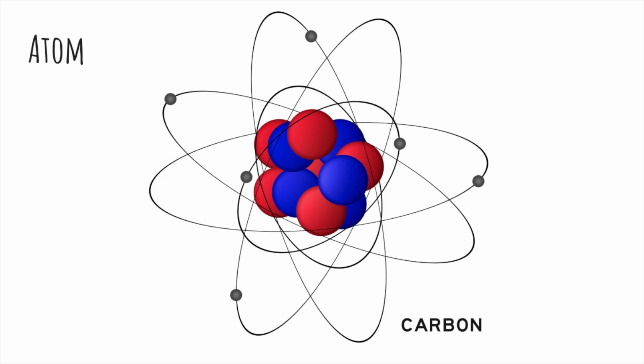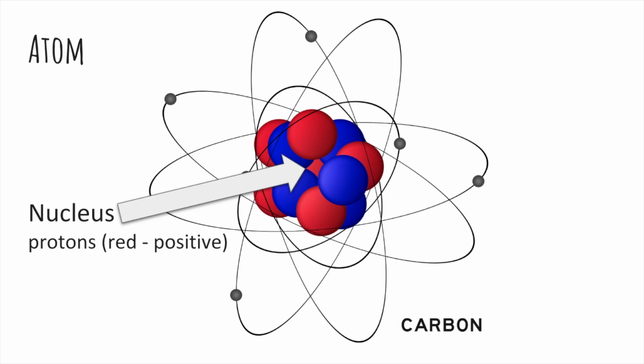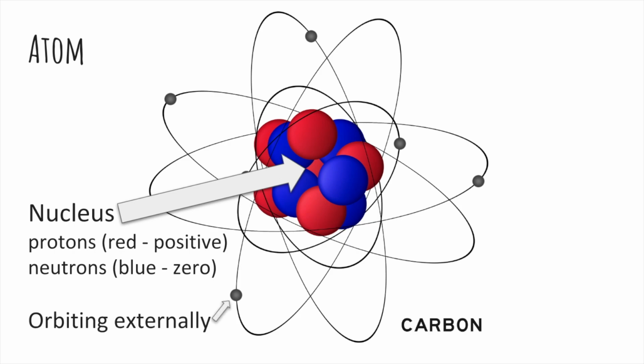So we start by looking at a very familiar picture, one of an atom. This is an atom of carbon, and at the centre is the nucleus. The nucleus comprises of protons. They are in red, they have a positive charge, and neutrons in blue, they have a zero charge. Whizzing round the outside, but not part of the nucleus, are electrons. They have a negative charge and counterbalance the positively charged protons in the nucleus.